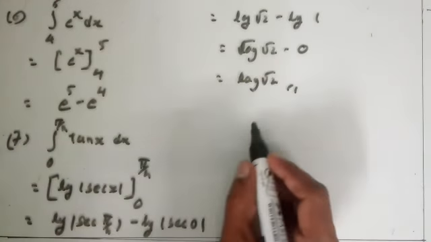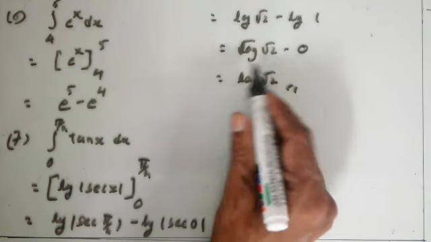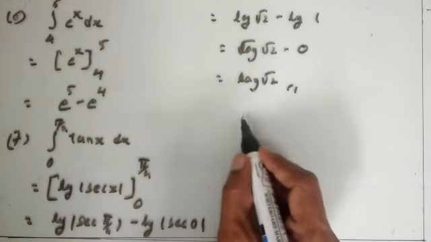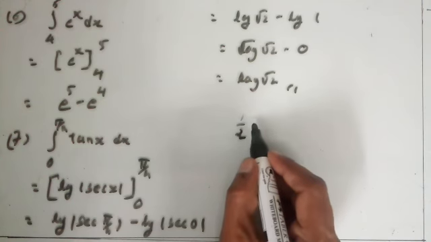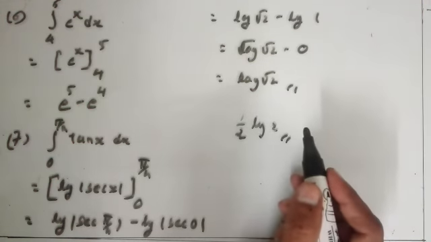Sometimes you will find this type of answer also. Here root 2, that is 2 raised to 1 by 2, the 1 by 2 written in multiplication form. So sometimes you will find 1 by 2 log 2, this type of answer. Both are correct.